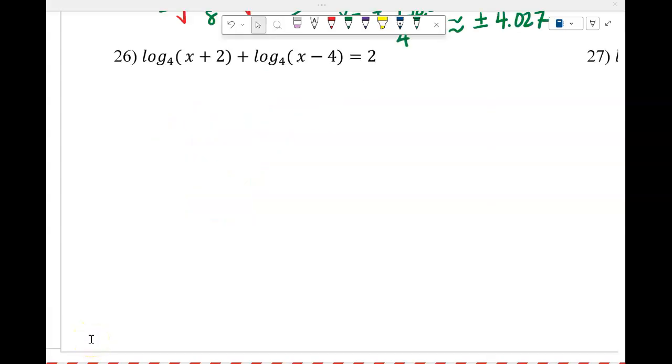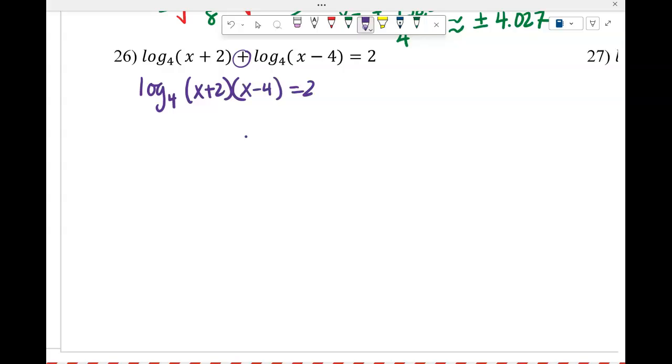Now we can see that this one has 2 logs on the left side and no log on the right. And as you guys remember, if we have multiple logs, we have to condense it, right? So let's condense. This is an addition, so we need to use the product rule. So log base 4 of x plus 2 times x minus 4 equals 2.